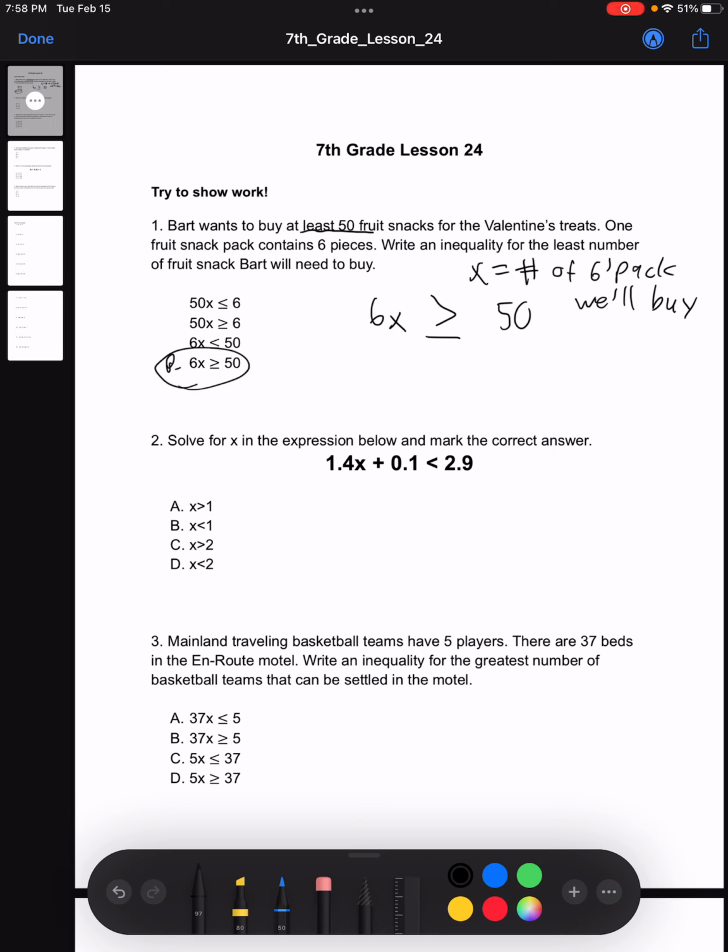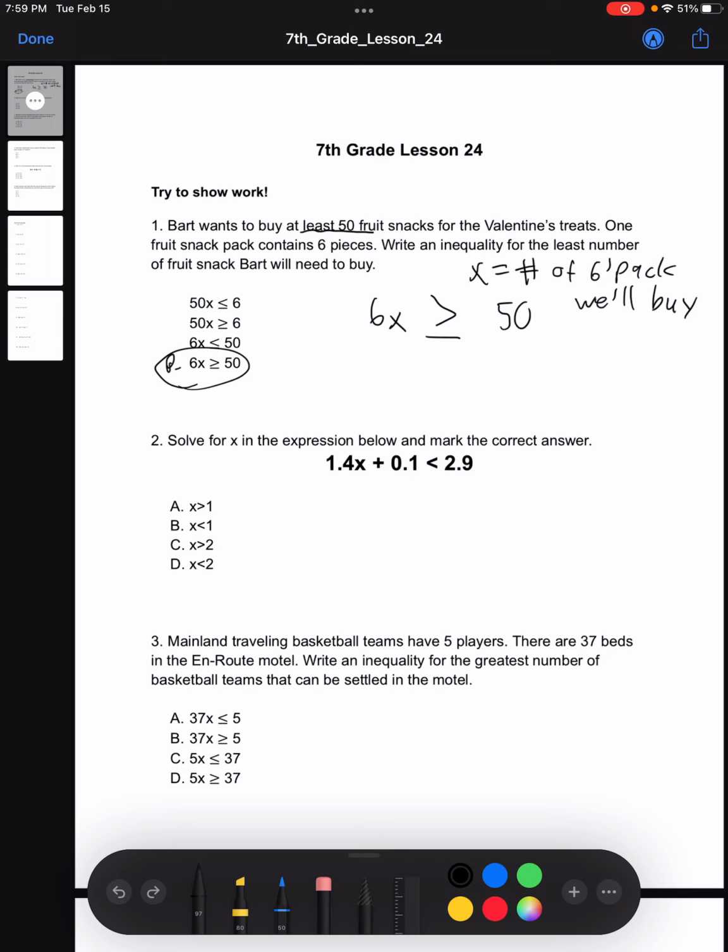In other words, what this inequality is saying is that if x represents the number of 6 packs we will buy, 6x represents the total number of fruit snacks we'll get from the 6 packs, and that number has to be greater than or equal to 50 for us to get at least 50 fruit snacks. Let's move on to number 2.